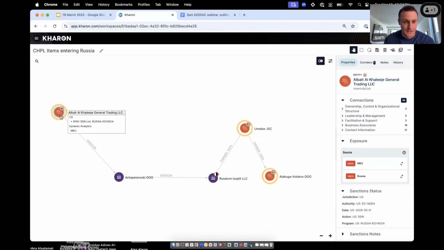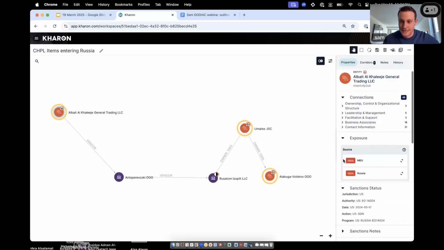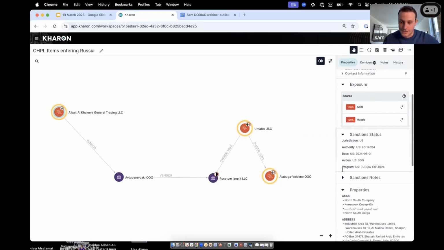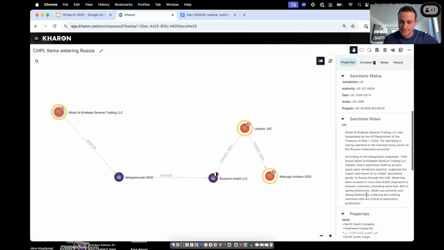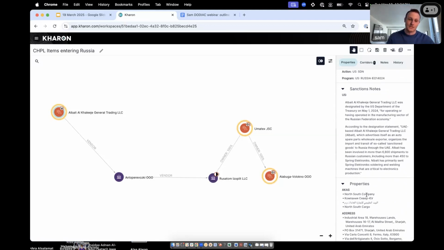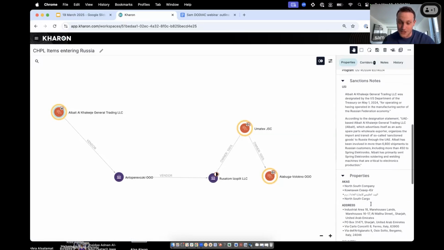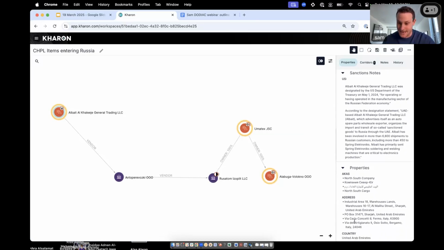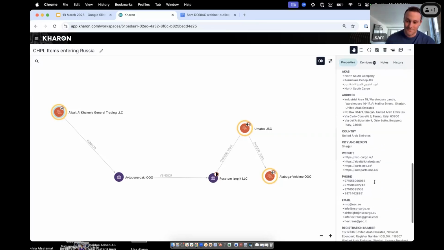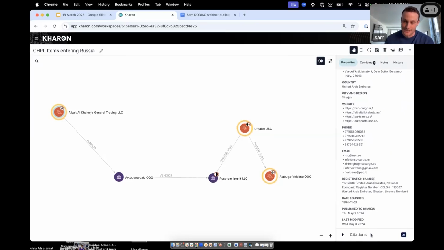And if I click on this company, I can see very quickly that they're on the OFAC SDN list. And if I go over here, I can scroll down and see things like sanction notes, why they're sanctioned. I can also see, interestingly, that this company maintains multiple addresses across the world. They have an address in Europe. They have an address in Sharjah in the UAE, and they also have a warehouse in Sharjah. They use multiple languages and were known formerly by a Russian AKA, multiple websites. And as I go down here, I can see all the citations.